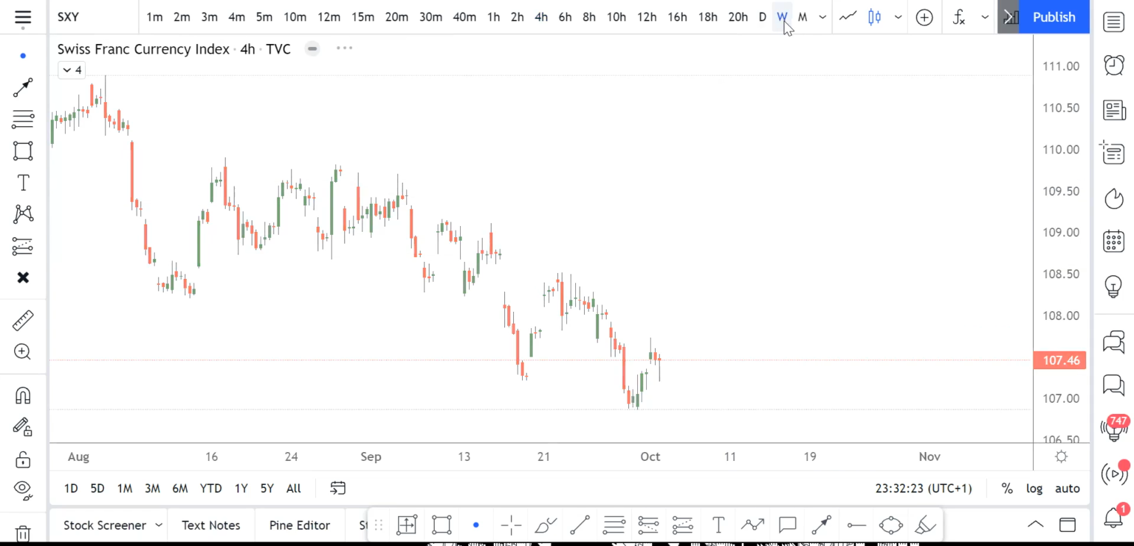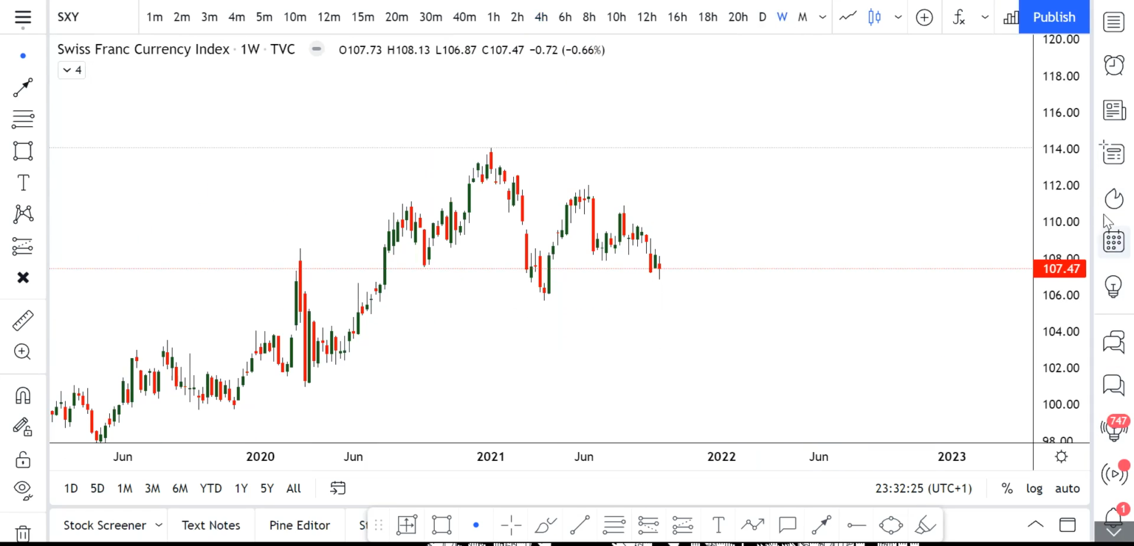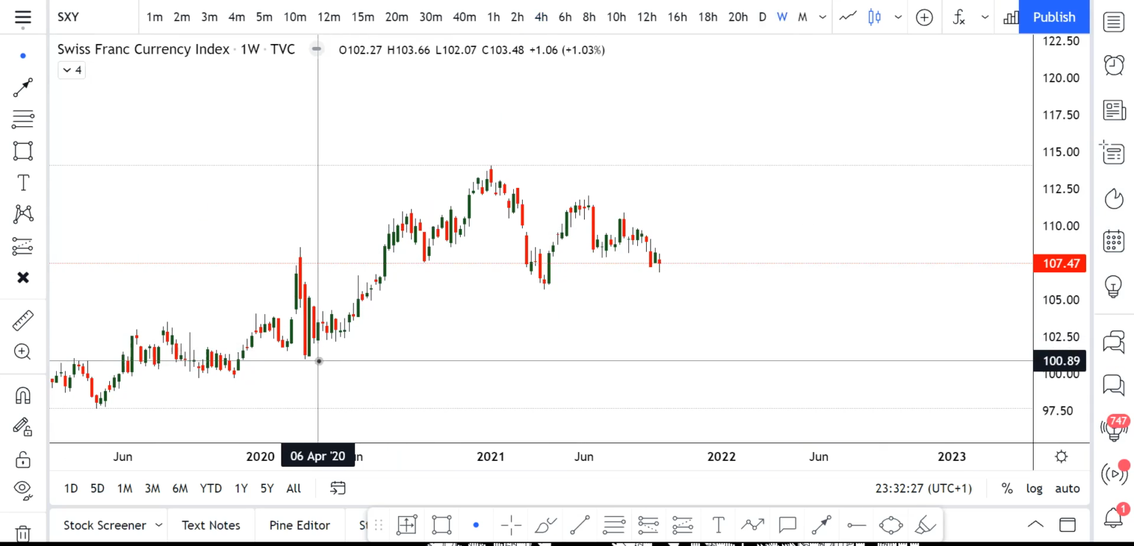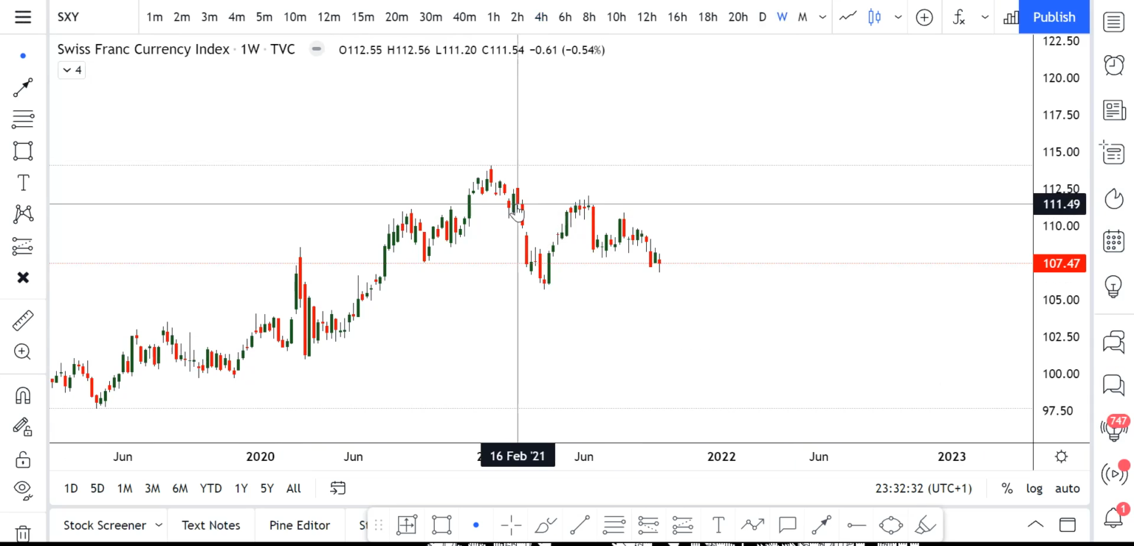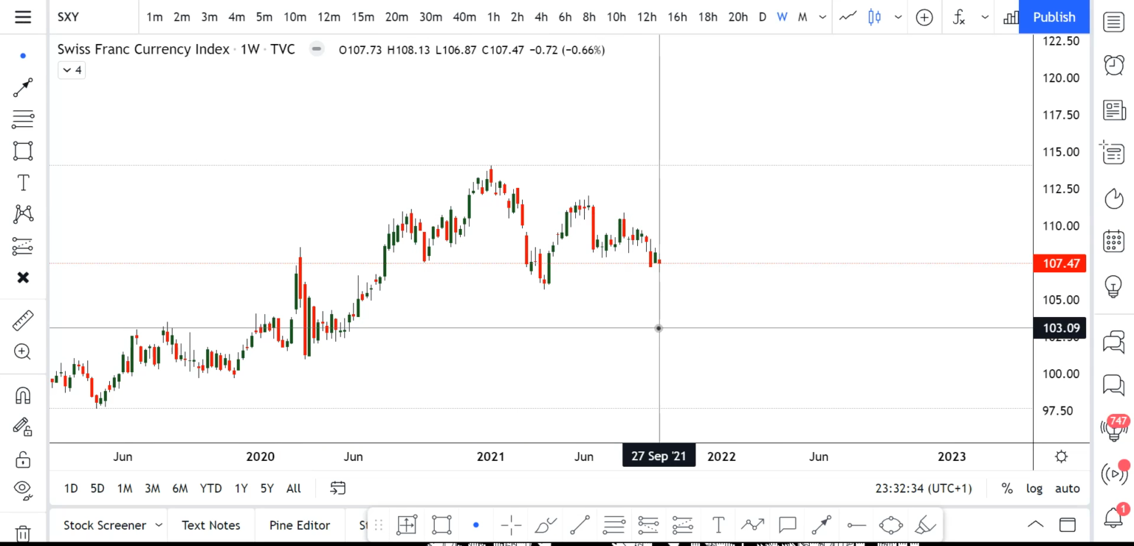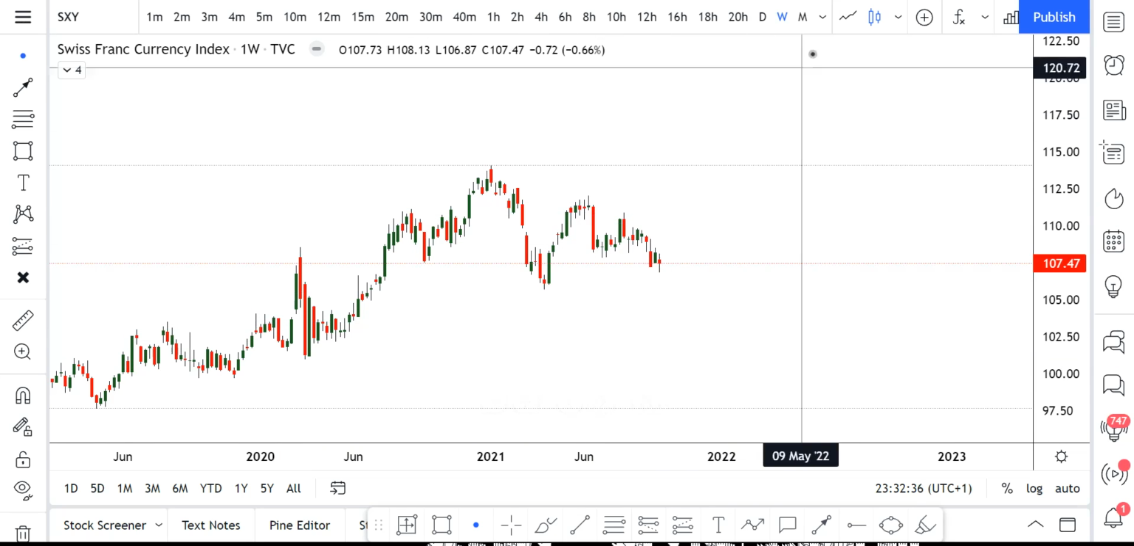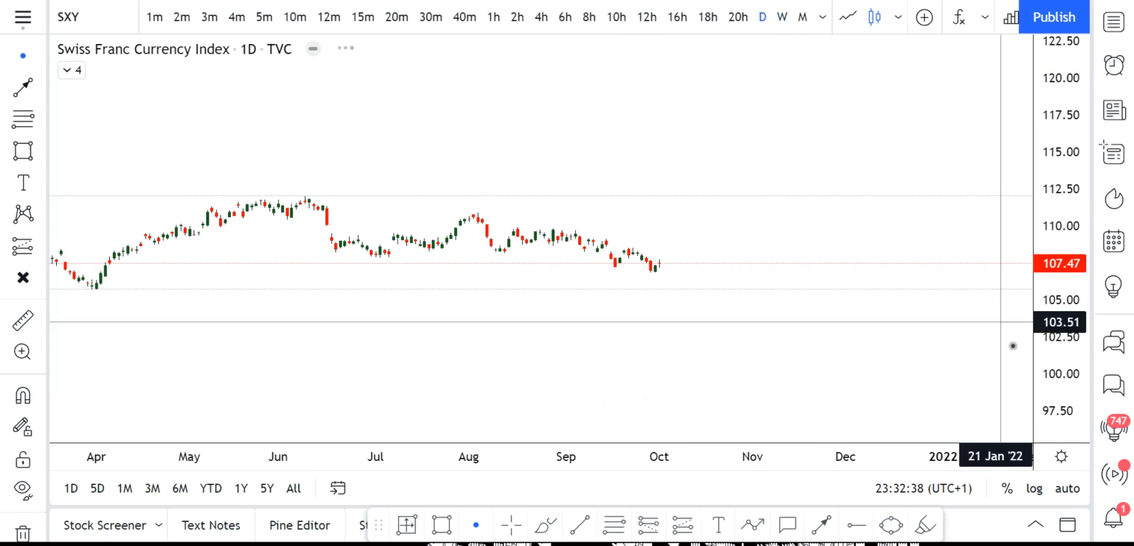Now let's go to the Swiss franc index. What can we see on the Swiss franc index? We went up, came down, went up, broke this previous structure, went up. So what do we expect? We expect to come down so that we can continue the move to the downside.